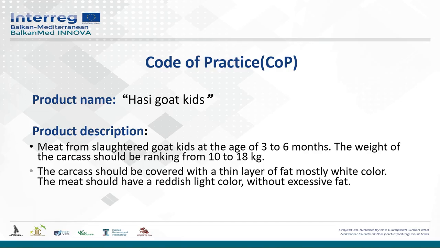Normally what we describe in this product description is what makes this product specific. So the description is simple. In this case, the meat produced under this GI should be from goat kids with age from 3 to 6 months with a carcass weight of 10 to 18 kilos and a short description of the color and other organoleptic characteristics of this production.